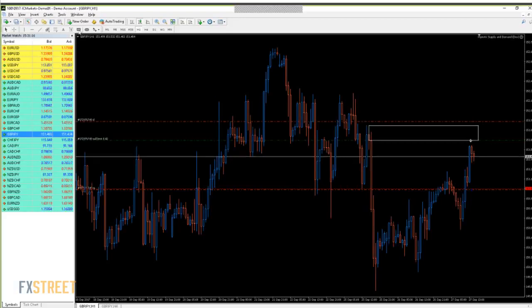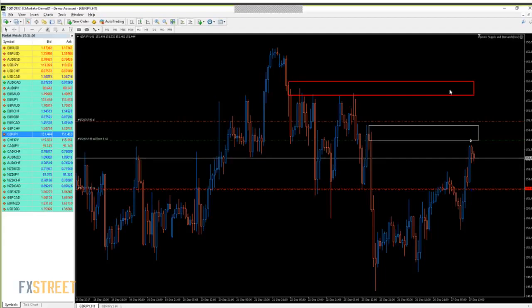We have some supply kind of around here, which has been tested quite a lot of times. And so I'm not very confident that this trade is going to work, but I'm not going to fiddle with it because I need a sample size. So I have to leave the robot alone and let it do its own thing.